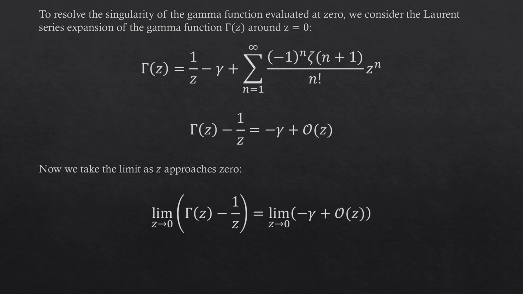On the right-hand side, minus the Euler-Mascheroni constant comes out of the limit since it does not depend on z whatsoever. And then in big O notation, the z terms of order 1 and higher all go to 0 under the limit, yielding the regularized gamma function evaluated at 0. And that gives us minus the Euler-Mascheroni constant.